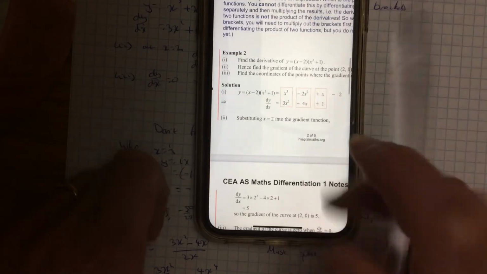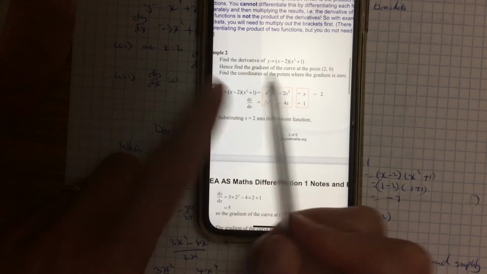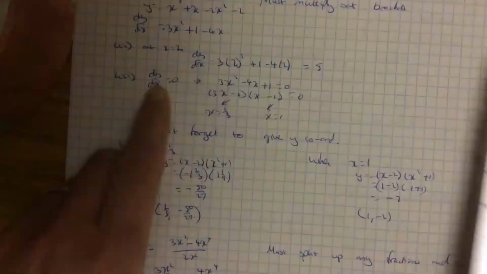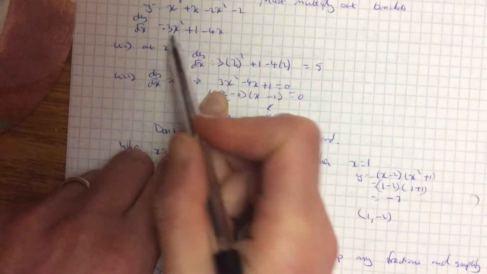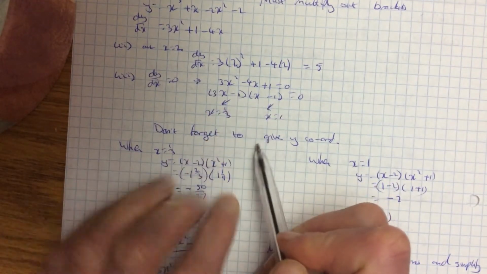So example 1, example 2. So that's what I'm trying to find. Find the gradient at the point when x is 2. Now find the coordinates of the turning points where the gradient is 0. So that's my gradient equals 0. So you've worked out dy by dx, put it equal to 0. It's a quadratic. Either factorise it or use the formula.